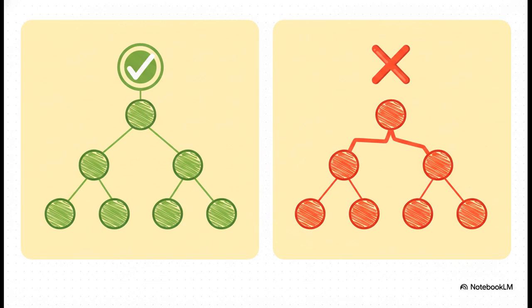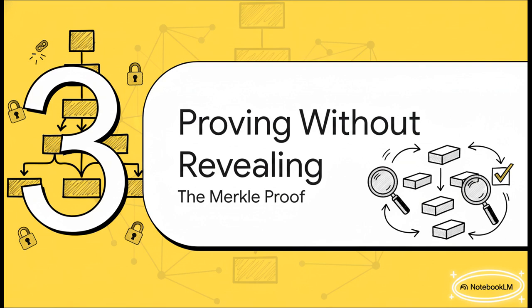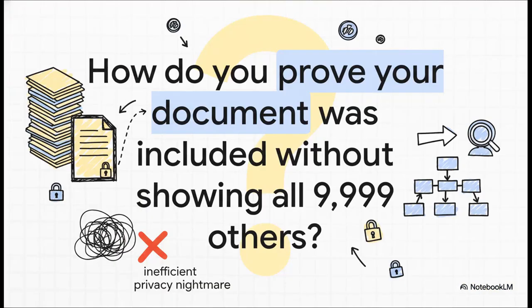There's no hiding it. Okay, so the tree is incredibly tamper-evident. That's its first superpower. But it has another one, and it's all about incredibly efficient verification. Let's see how that works. So here's the next puzzle.